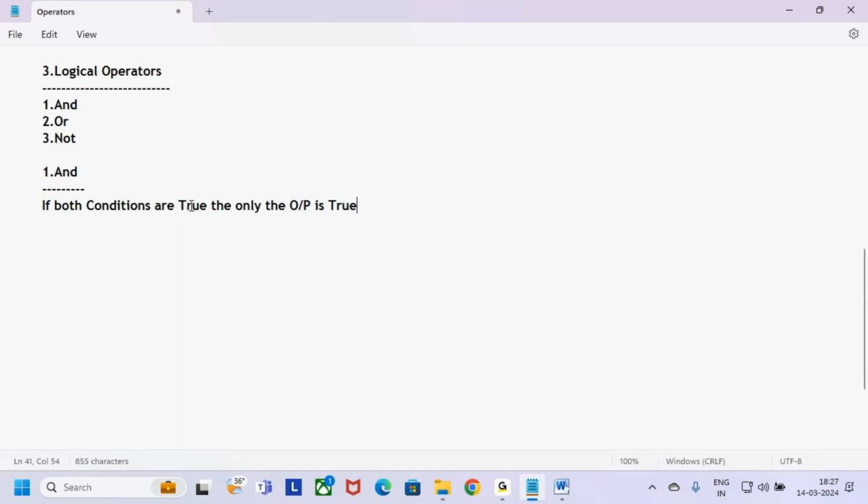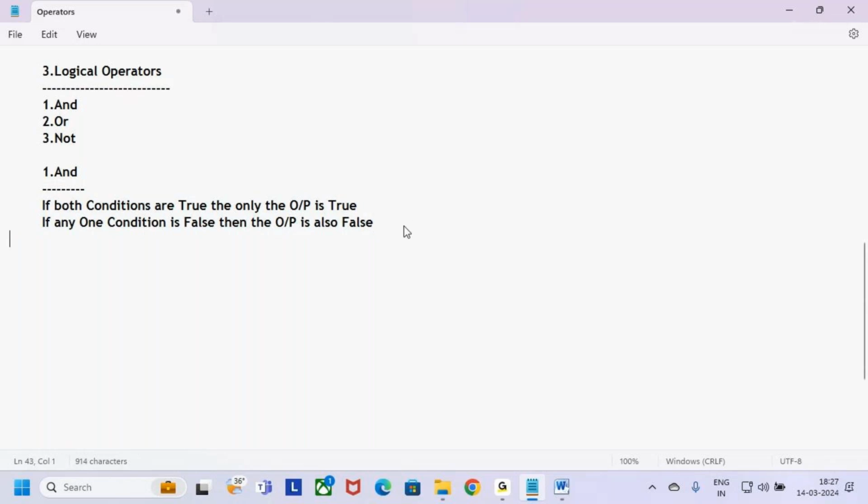Next, when the output is false in the AND operator is, if any one condition is false, then the output is also false. So when the output is false, if any one condition is false, then the output is also false. So let me go and explain here. Whatever the 2 points I'm keeping here, let me go and explain you.